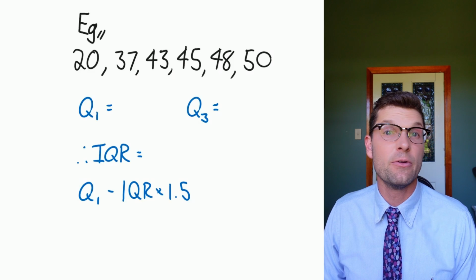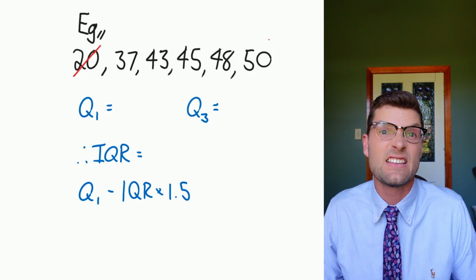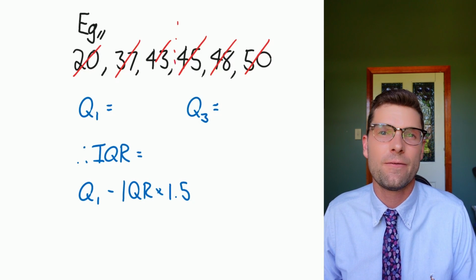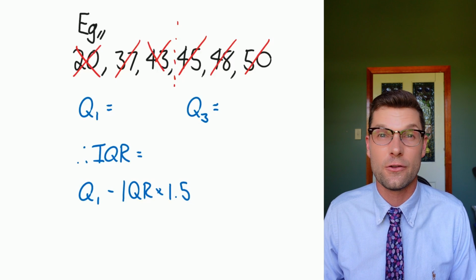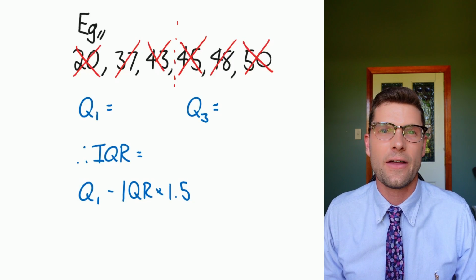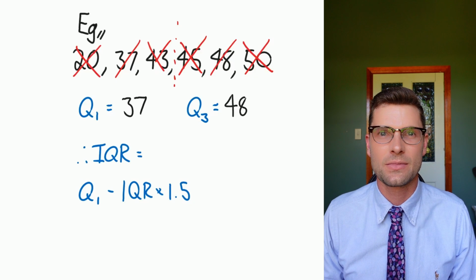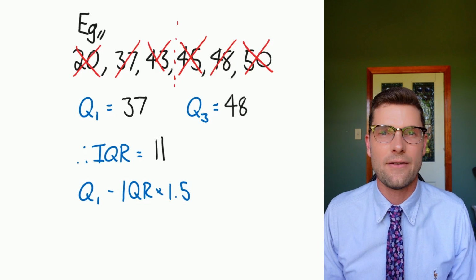So for this example here, we've got to find the median first, and we're just going to do that by crossing off our values. This is in order to find Q1 and Q3. Once we cross those out, we can find the median is 44, but that doesn't really matter. We're just looking for those 2 quartiles. Doing the same thing to find the quartiles, I get that 37 and 48 are my quartile marks. That means the interquartile range is just Q3 minus Q1, which is 11.